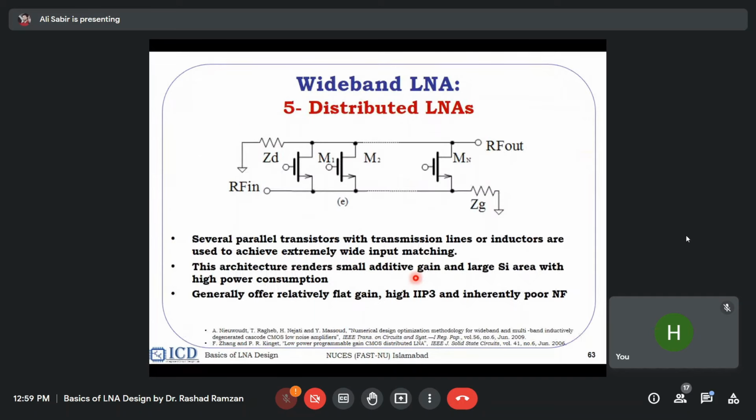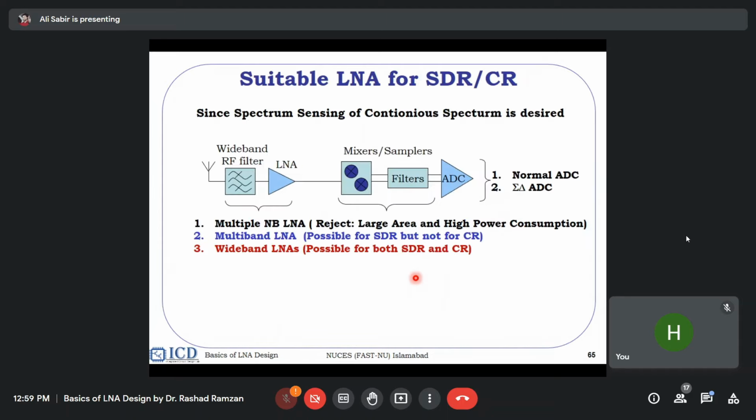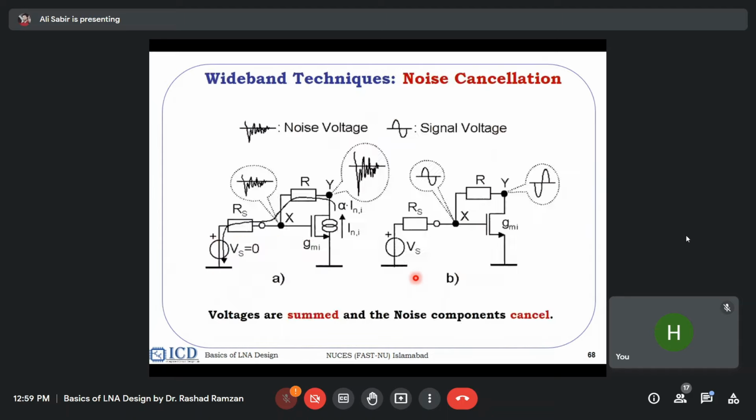Then the very popular thing, distributed LNAs, are coming back for the millimeter wave application. That is a distributed LNA where you have multiple small transistors. They are connected in a parallel fashion, and they make a kind of LNA which is called the distributed LNA. There are two journal papers given in the reference for this design. So let's go back and take a detailed look at the wideband LNAs.